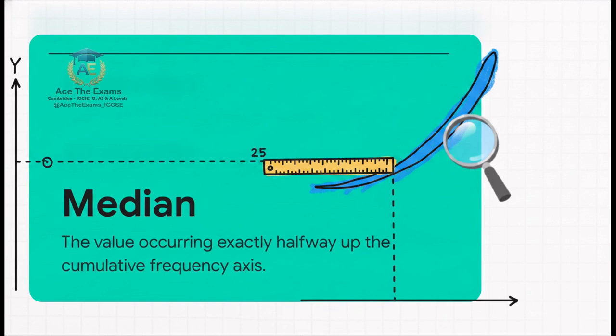our curve. The exact moment it intersects, we drop a vertical line straight down to the x-axis. Whatever time that lands on in hours, that's our median. It tells us the exact duration where half the batteries have died and half are still working. It's a way more robust measure of the middle than the mean is, because it completely ignores those extreme outliers.